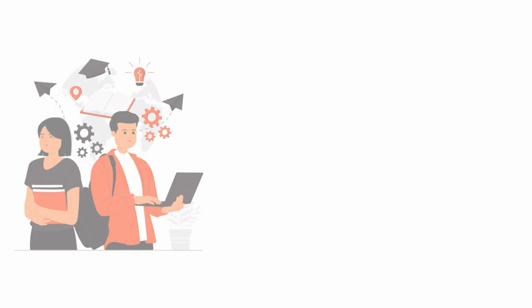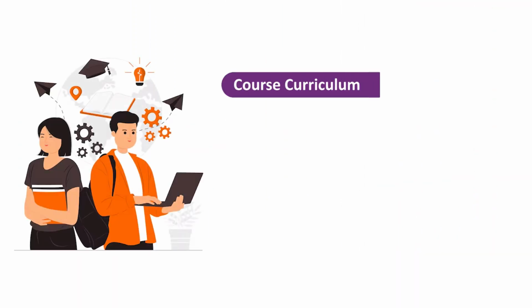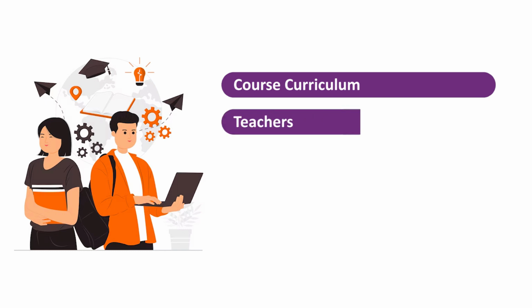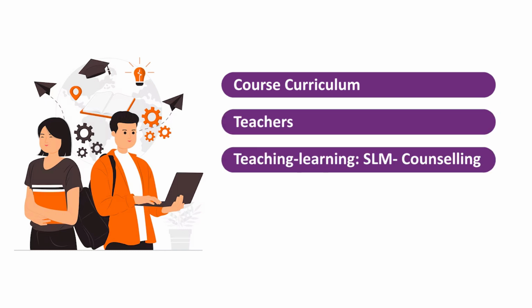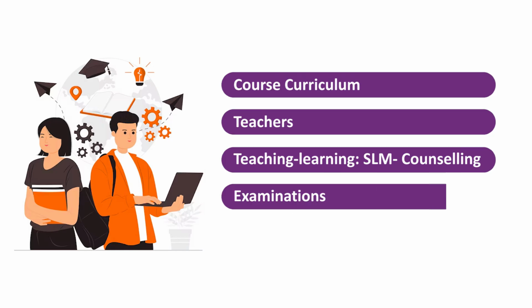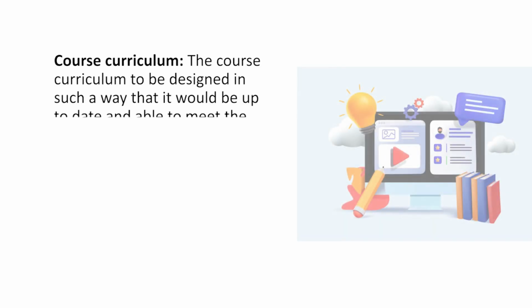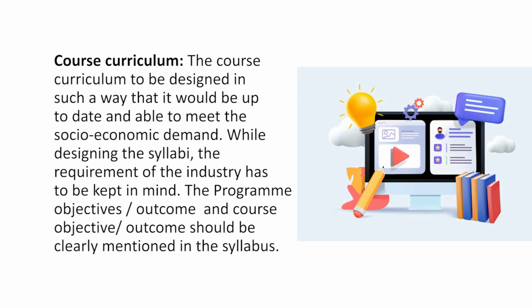Here I have identified 4 very important areas: course curriculum, the teachers, the teaching learning, that is SLM and counseling, and the examinations. So, these are the 4 major areas I have identified for discussion. How do we ensure the quality in the system? First, we may discuss the course curriculum.